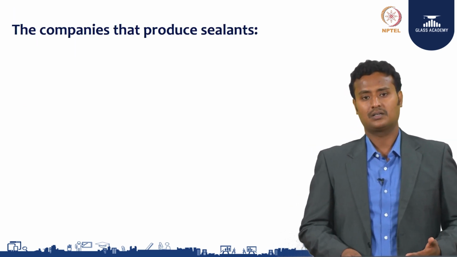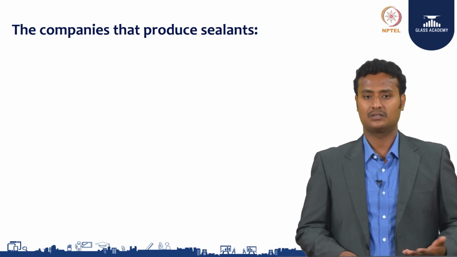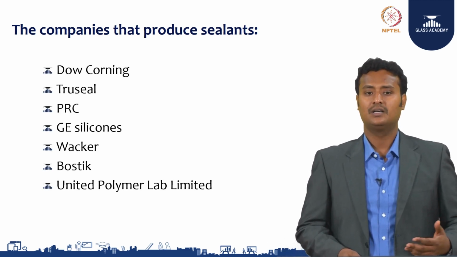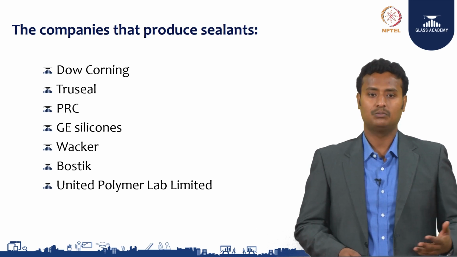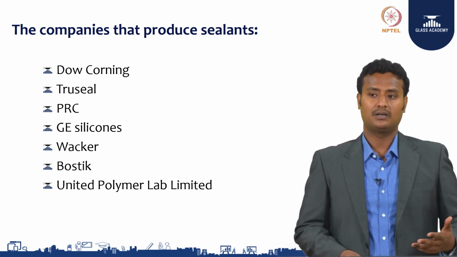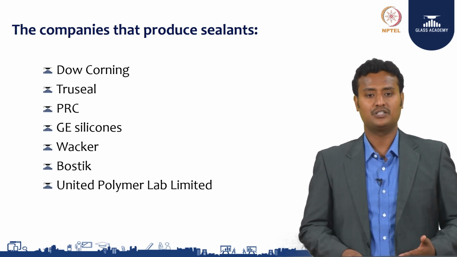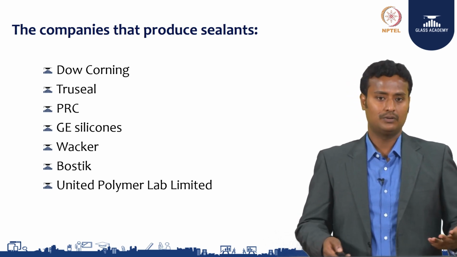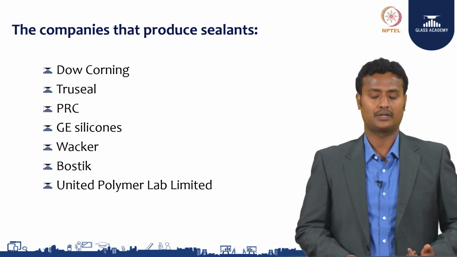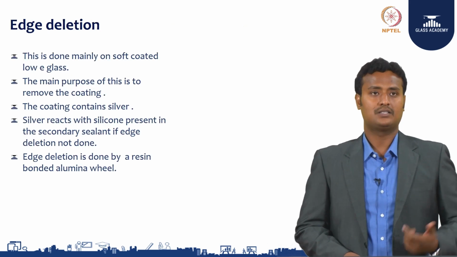Let us see which companies are producing silicones. Dow Corning, TrueSeal, PRC, GE Silicone, Wacker, Bostik, United Polymer Lab Limited. These are the companies widely supplying all over the world as well as India. Now let us see edge deletion.